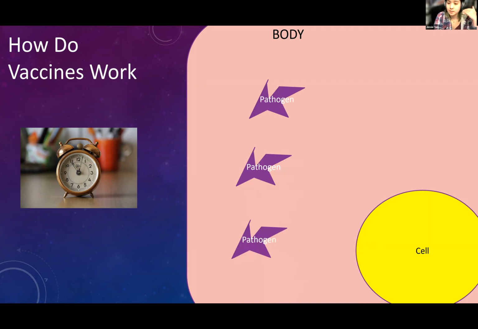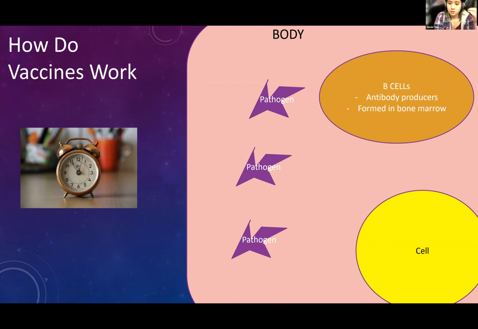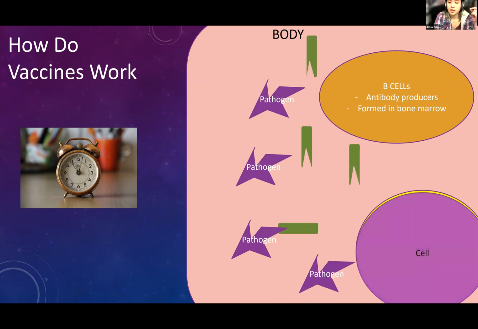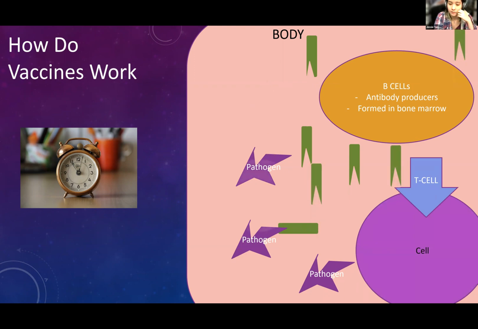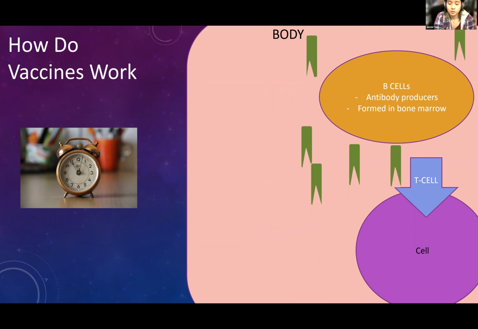Then the body already has a memory. It uses those memory cells to remember how to target this. The B cells again produce lots and lots of antibodies. If it infects a cell, the T cells remember how to take care of the pathogen and get rid of it. And that pathogen is going to be very easily defeated because the body knows how to defeat it. That's why vaccines are able to help protect against future infections and diseases from killing you, essentially, because the body remembers how to fight this infection.